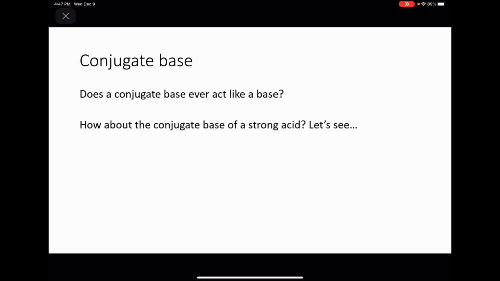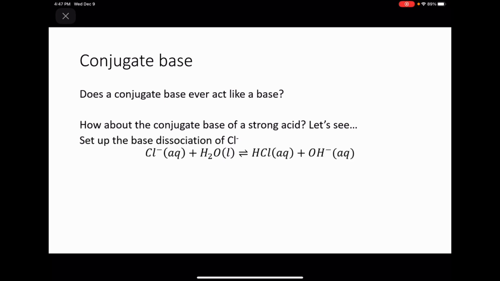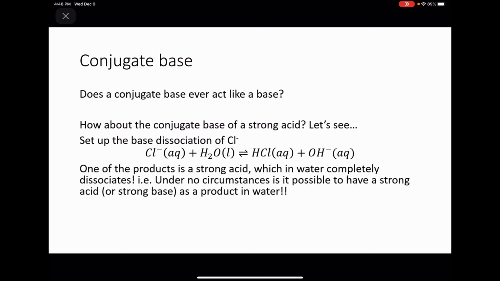So let's investigate if we have a conjugate base of a strong acid. So let's set up the base dissociation with, say, Cl-, which is the conjugate base of HCl, one of our strong acids. So if we did this, Cl- would be a base, H2O is the acid, HCl would be our conjugate acid of Cl-, and OH- is our conjugate base.